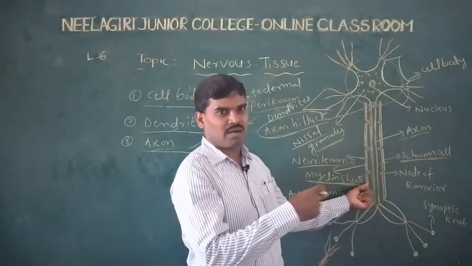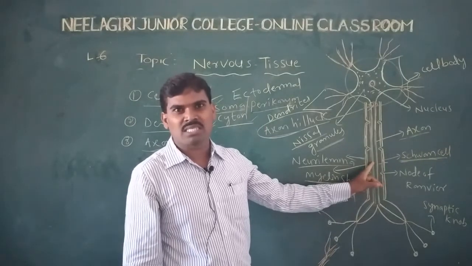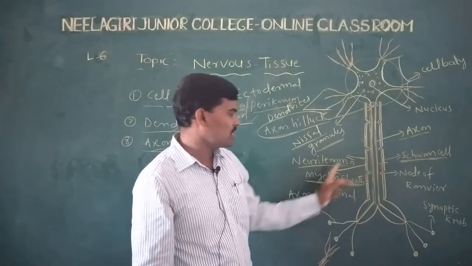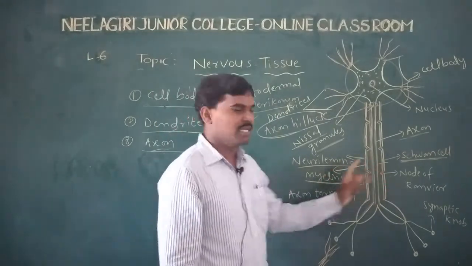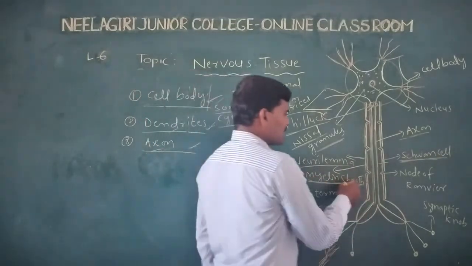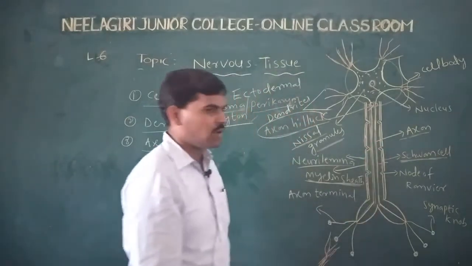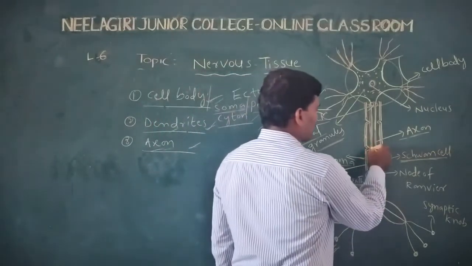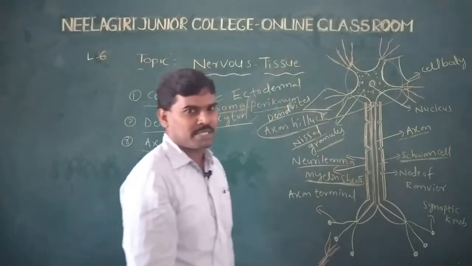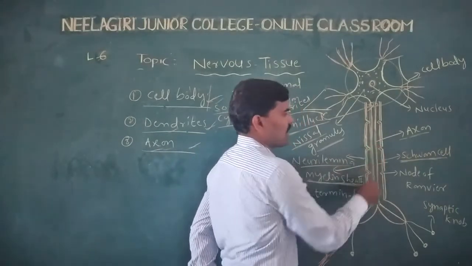This can be clearly observed in a myelinated neuron, because the myelin sheath is present. But in some parts there are naked parts, meaning the myelin sheath is absent in some places.